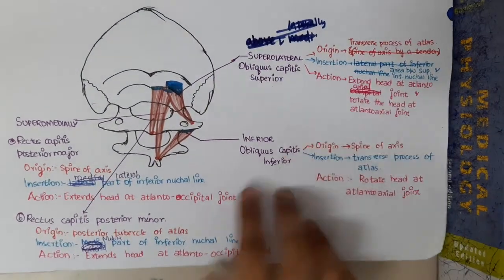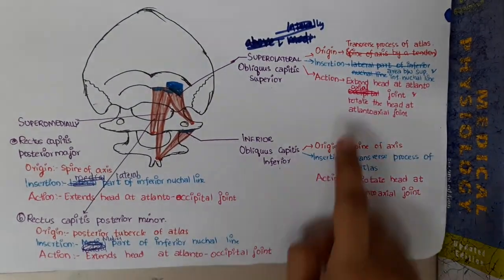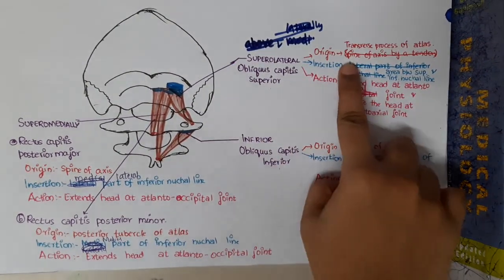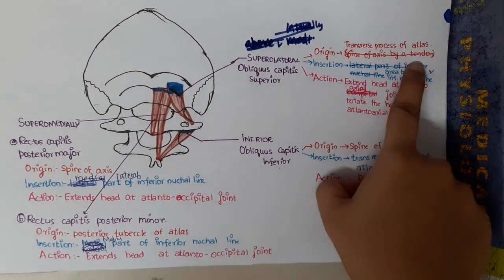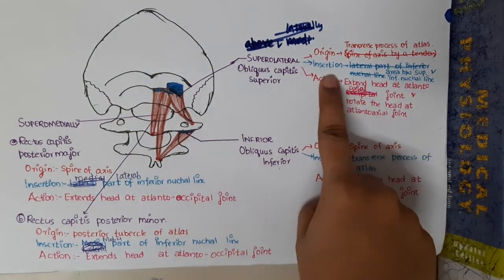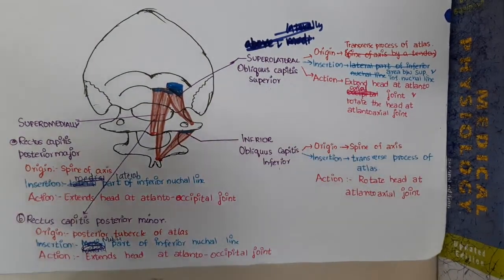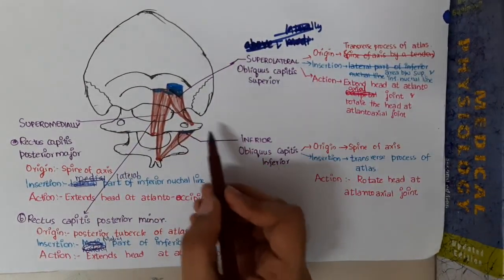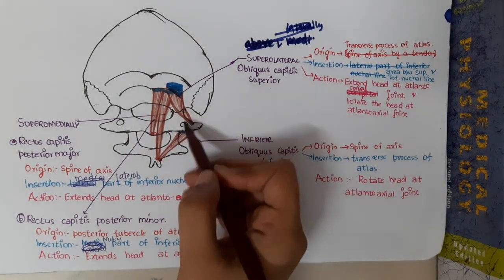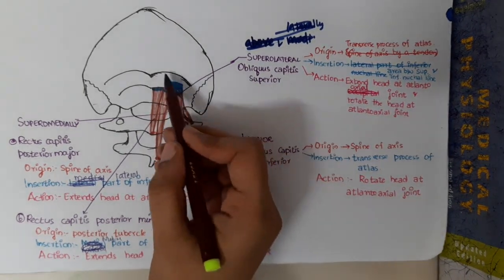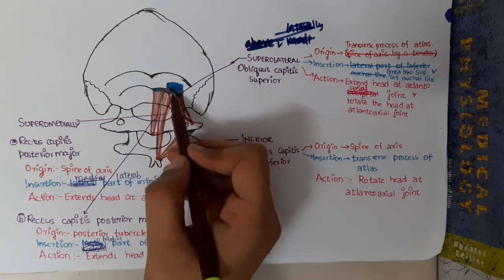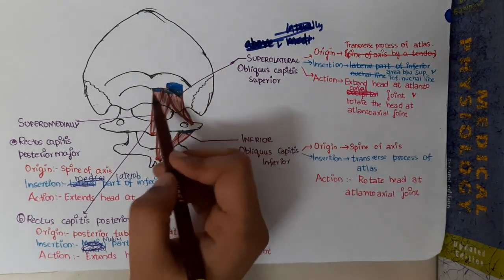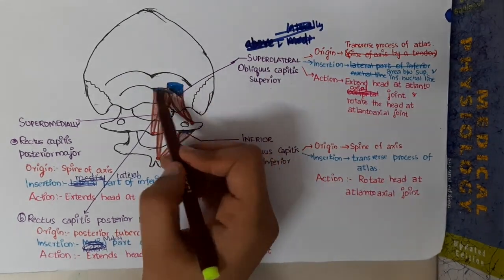So if you see the origin and insertion of these muscles, obliquus capitis superior originates from the transverse process of the atlas, and it is inserted into the area between the superior nuchal line and inferior nuchal line.